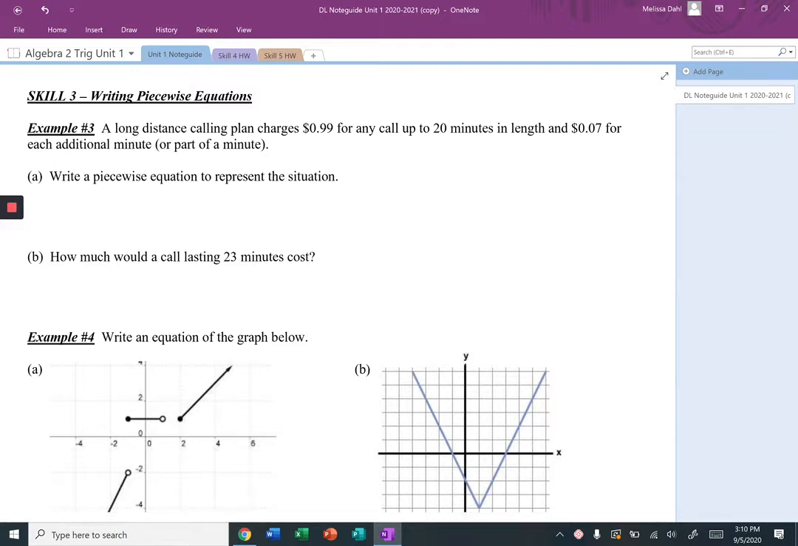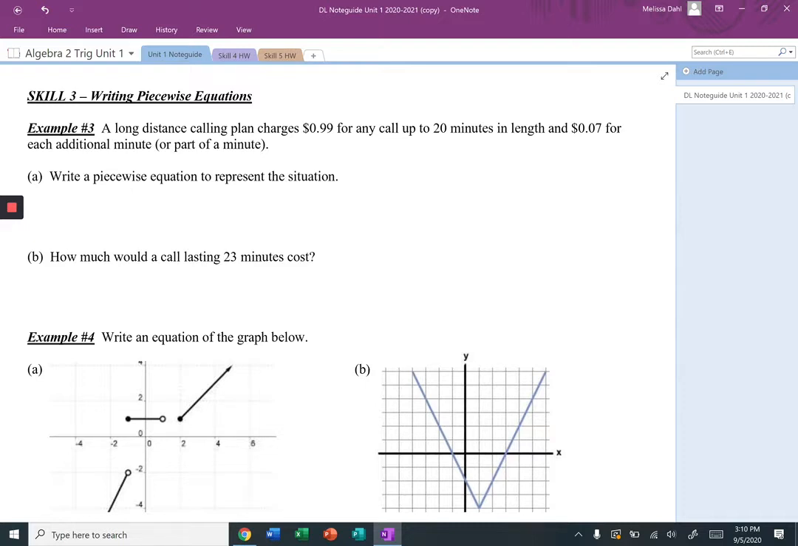A lot of real life situations are modeled by piecewise functions because they might behave one way for a portion of the time, and then a different way beyond that, and then a different way beyond that. So we're going to look at one of those situations, and then we're going to look at them graphically.